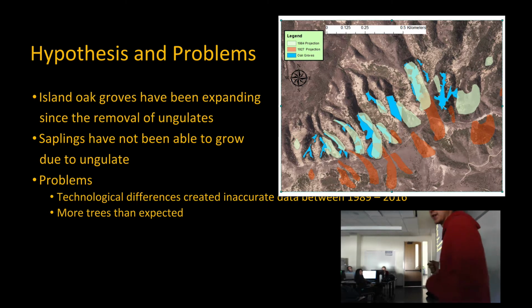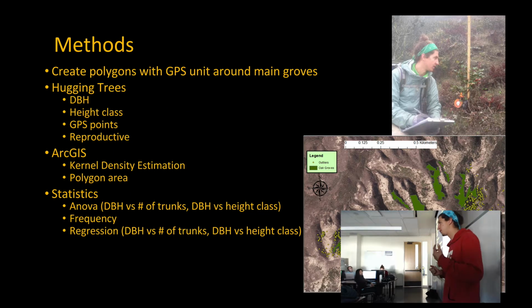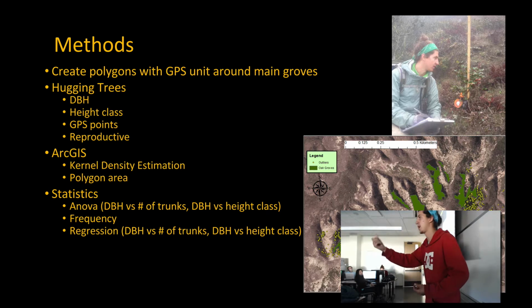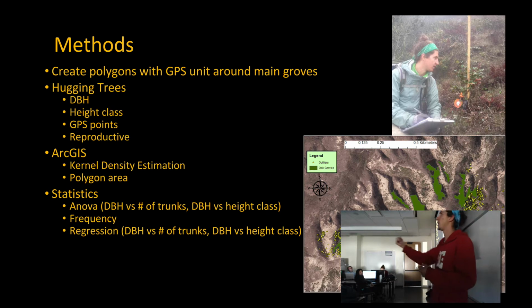So methods. I went around first to the groves and dropped a GPS point on each tree, creating polygons. Then I went to the outliers, and I took DBH, height class, GPS points, and whether they were reproductive or not. Then from that I went into ArcGIS and I looked at kernel density to show how dense these groves were and to look at what the future of these groves could be. And I looked at polygon area to see if the groves in fact had changed in size.